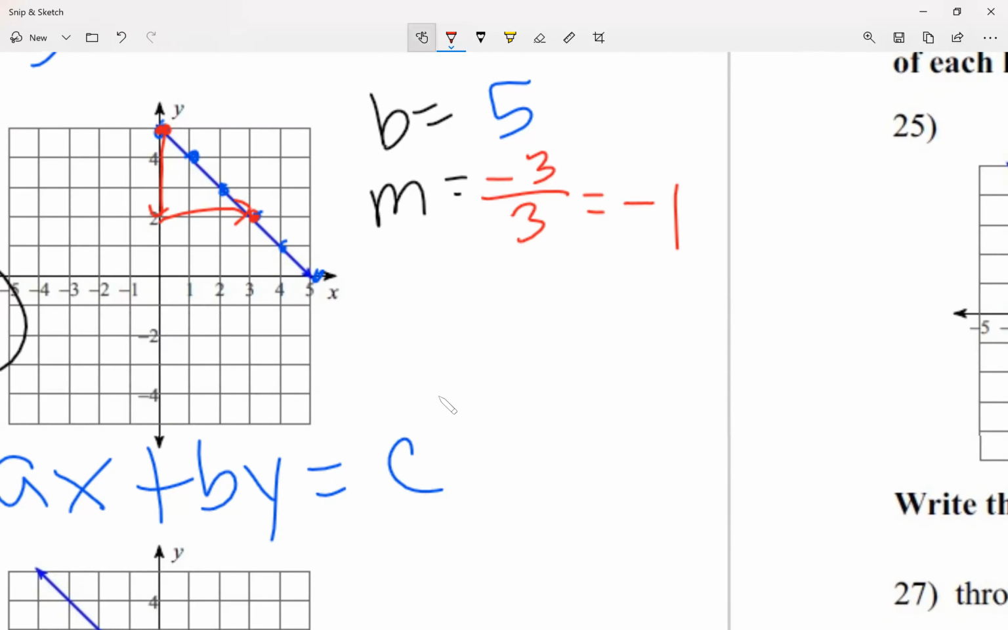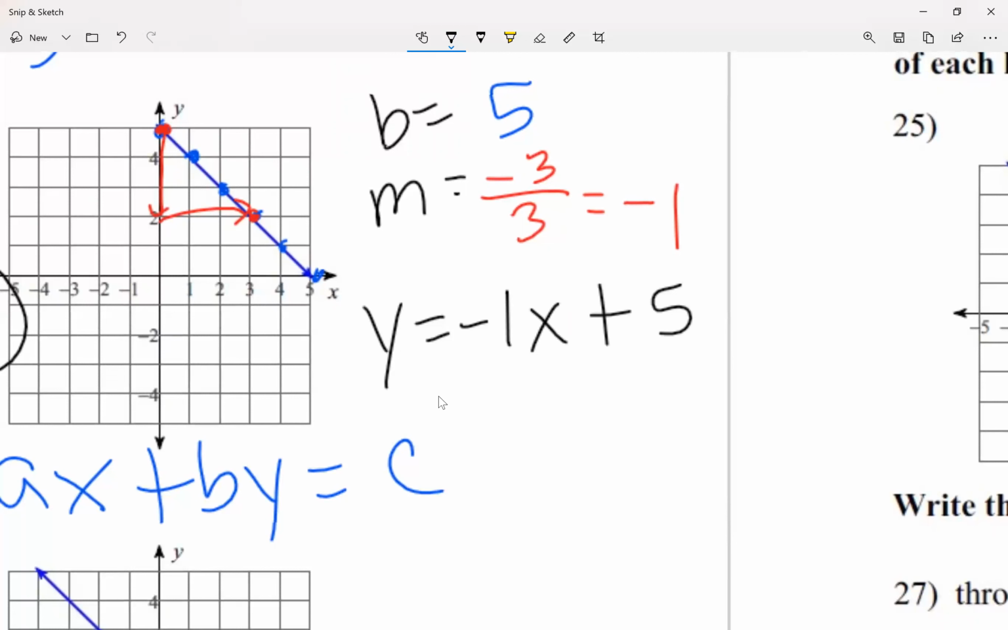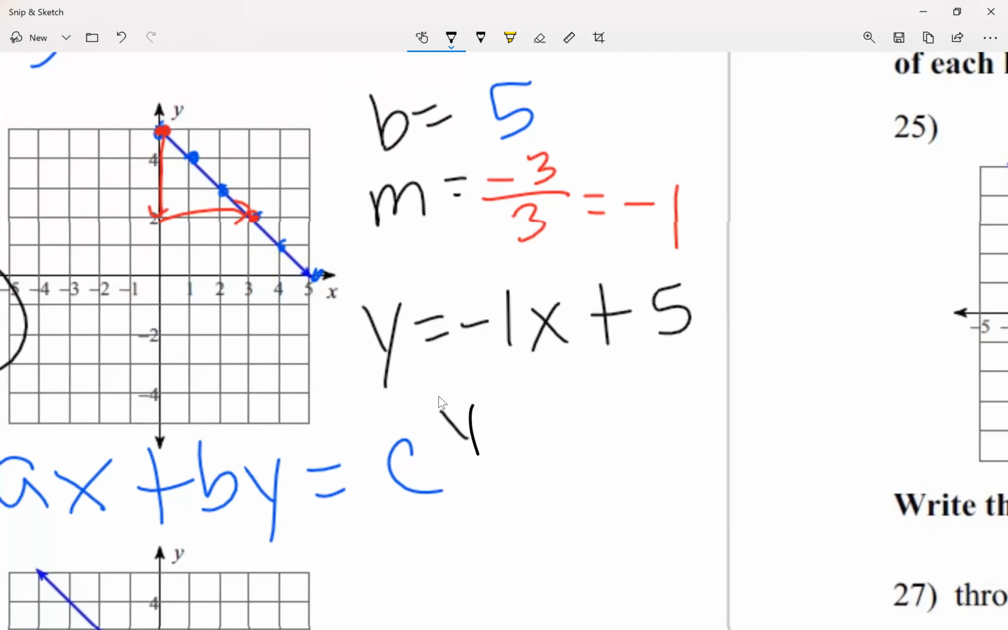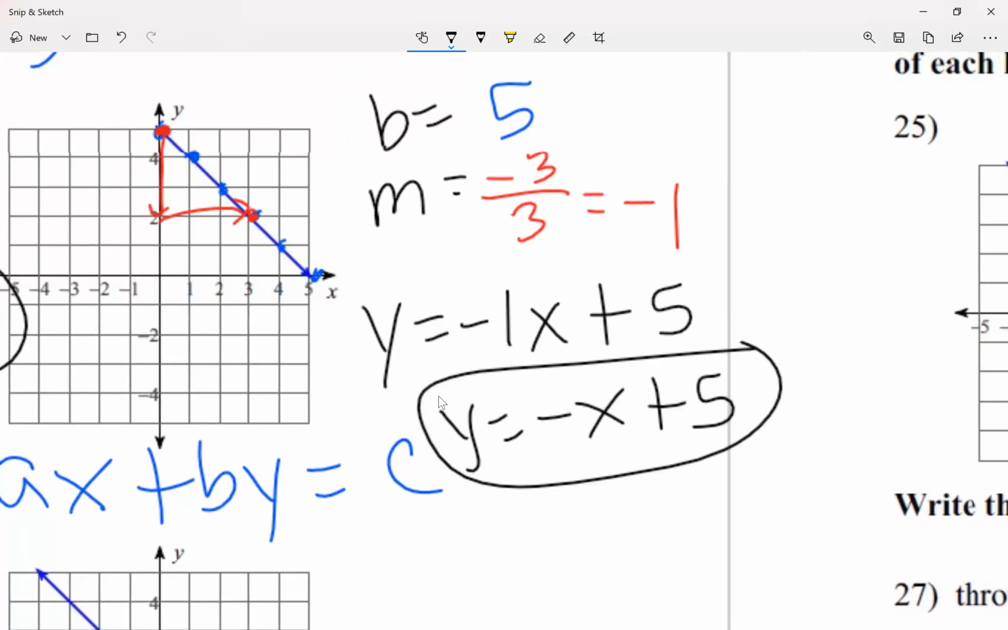So the way I'm going to write this in slope-intercept form, I'm going to go y equals, to begin with, I can just write negative 1x and then plus 5 because my y-intercept was positive 5. So with the sign included. However, in multiplication, when a number and a letter are together, we ignore the 1. So the way I will expect this will be y equals negative x plus 5. We're not going to write 1x.